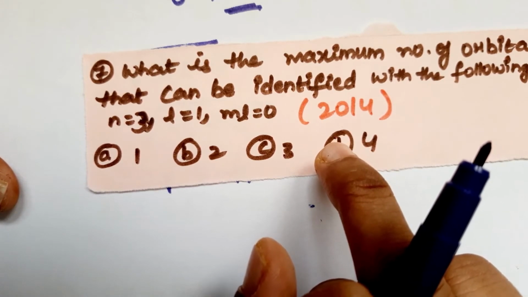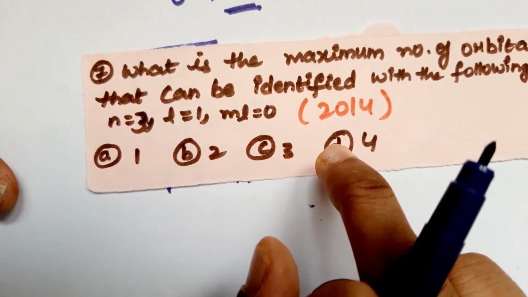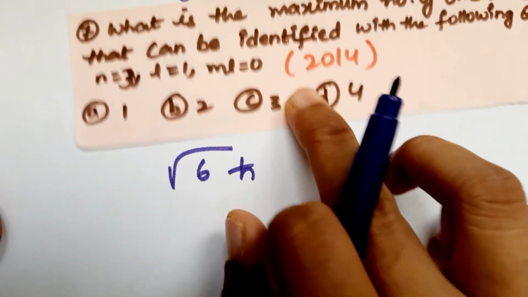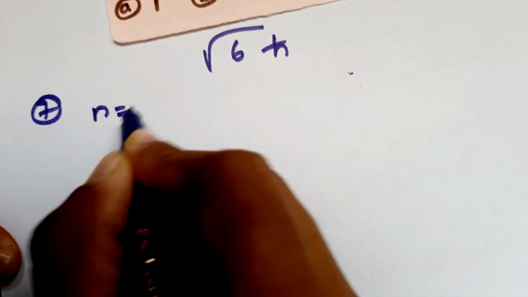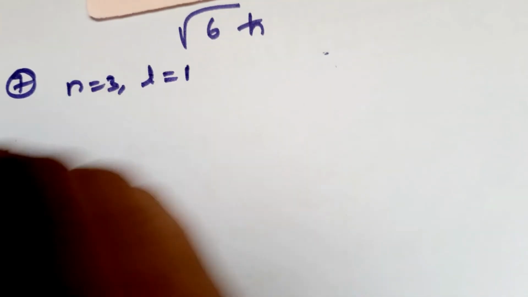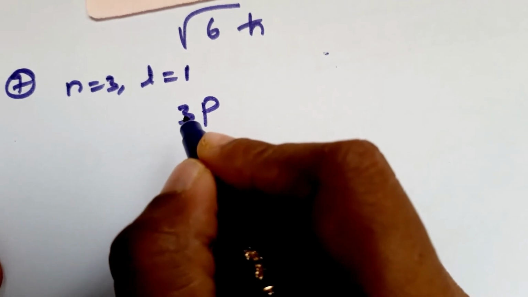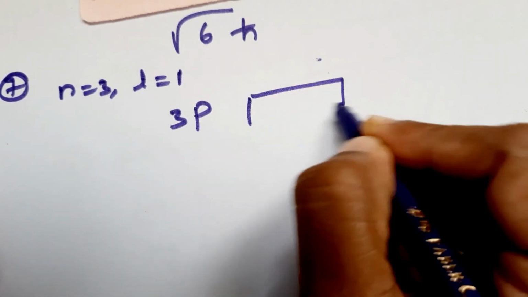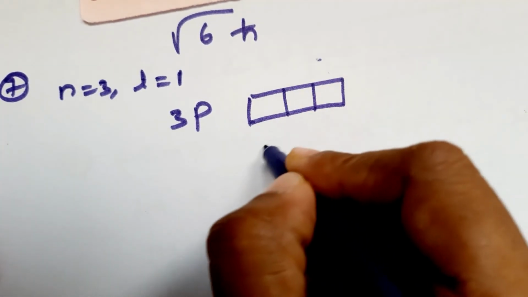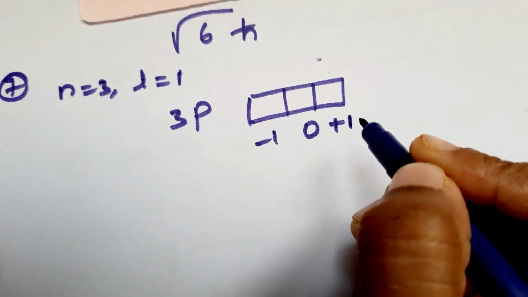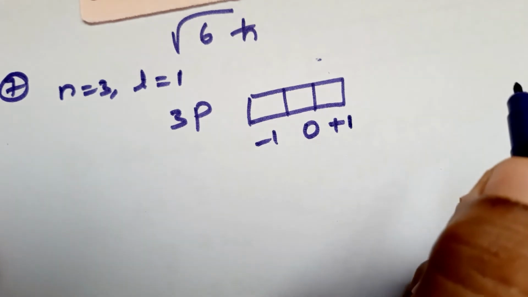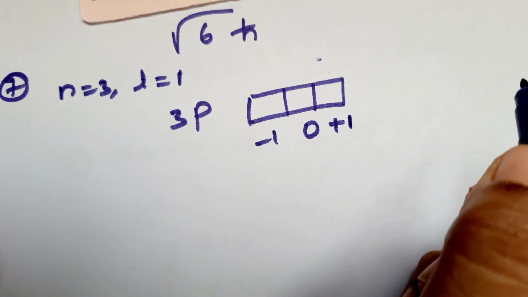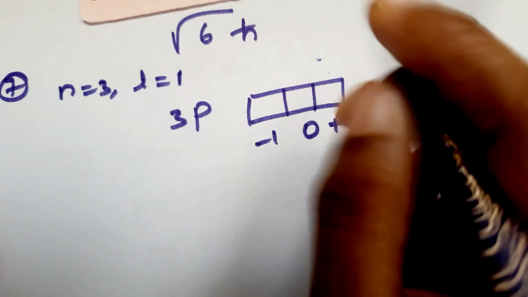Here I already gave you the trick whenever this question is specifically asked. Here n is equal to 3, l is equal to 1, which means this is 3p. For 3p, the m values are minus 1, 0, plus 1. If m is equal to 0, then how many orbitals are possible? 1. Then how many electrons are possible? Maximum only 2. I already explained this question.